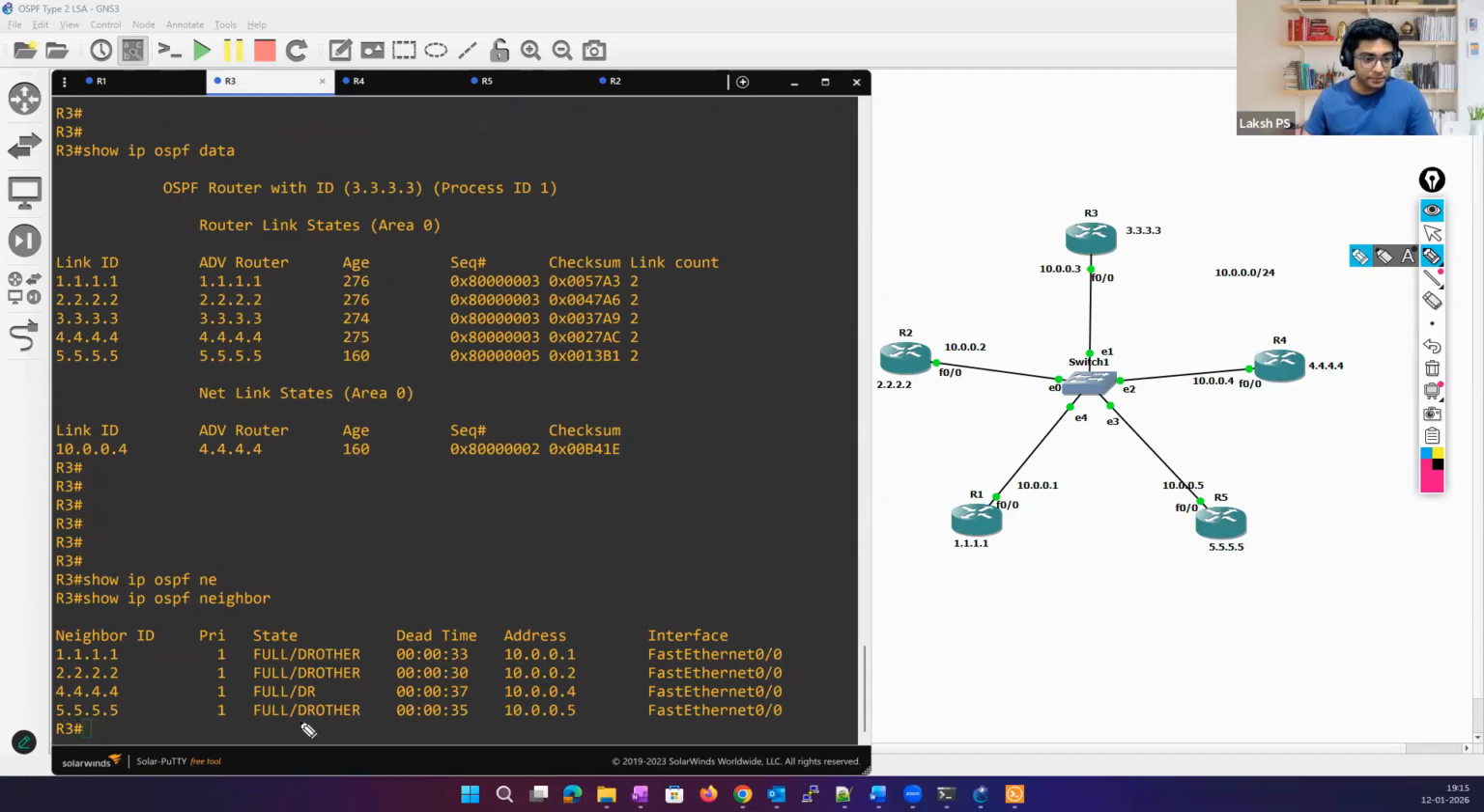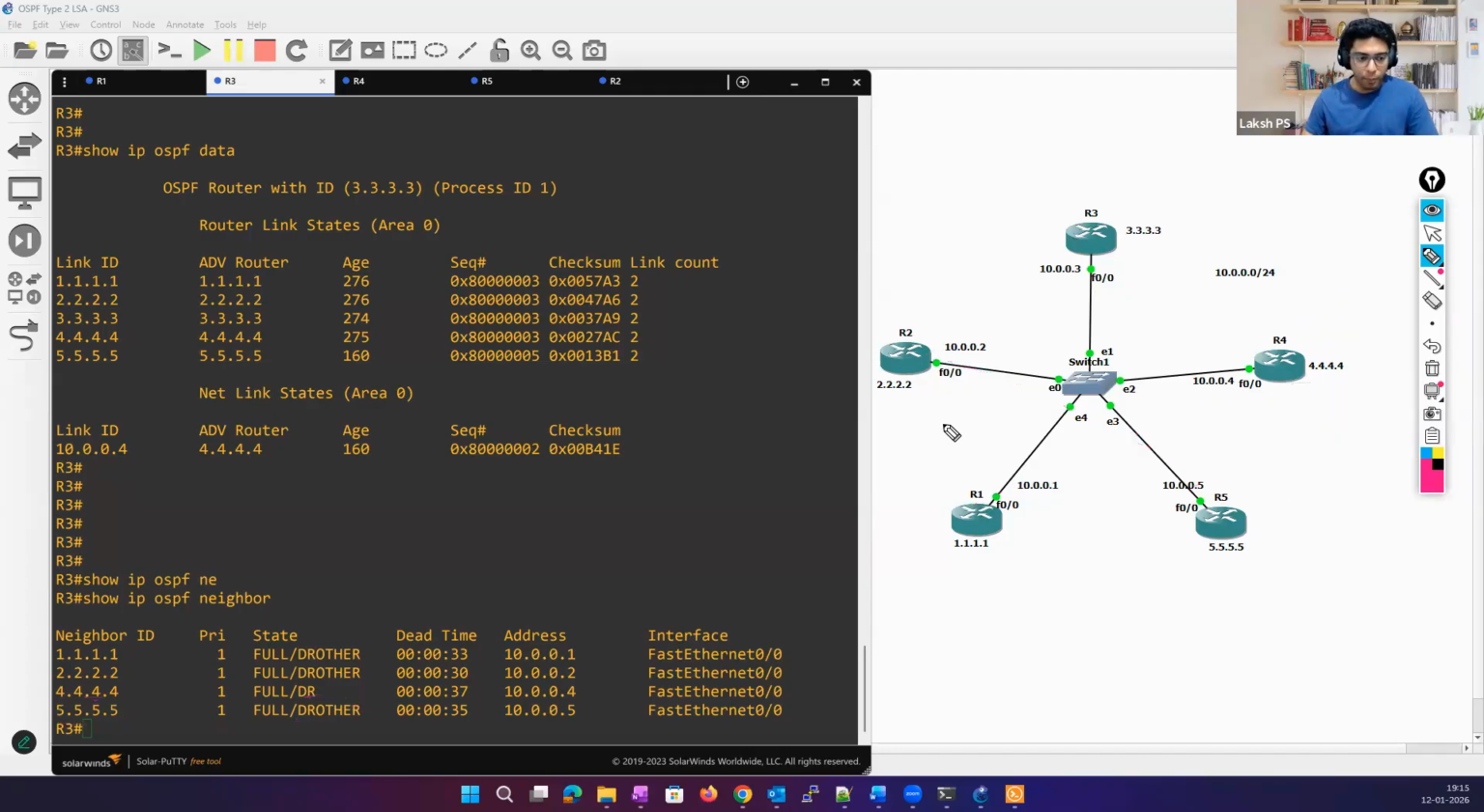R3 says R5 is a DR other router. Okay. Naturally, what should have happened when we brought back R5? R5 should have become the DR. R4 should have become the BDR. And all the other routers should form adjacency with these two routers only.